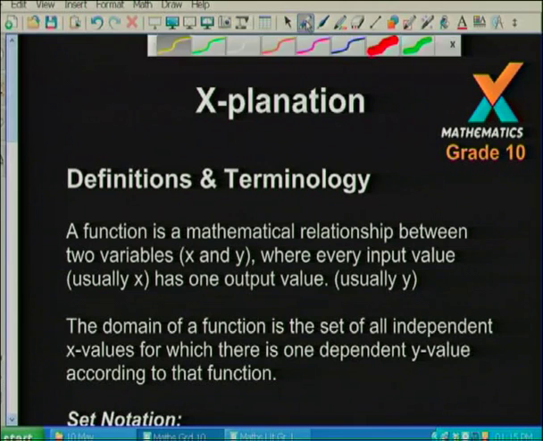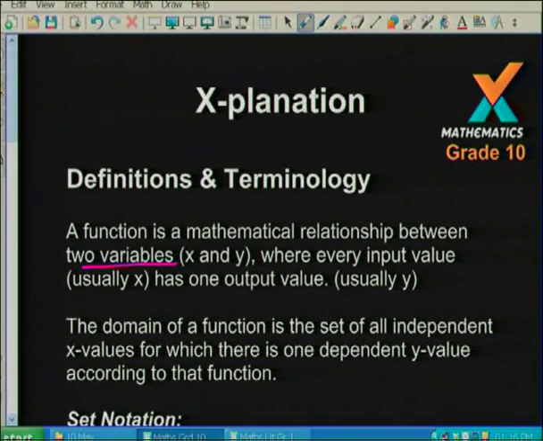Firstly, we need to know what a function is. Now, have a look at our definition over here. It says that a function is a mathematical relationship between two variables, x and y, where every input value, usually our x, has one output value. Now, there's a relatively easy way to check whether a graph that's presented to you is in fact a function. And we call that the vertical line test.